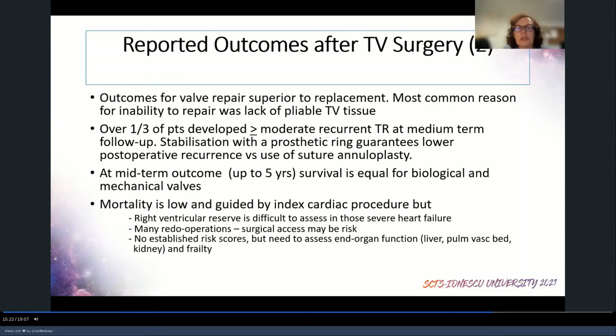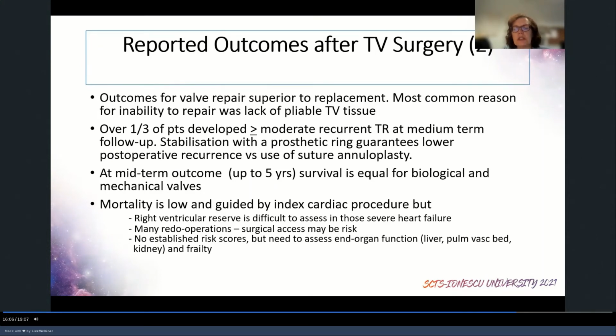On the whole, the mortality associated with tricuspid valve surgery is low and is especially guided by the index procedure. However, if there is severe right ventricular failure, then getting a handle on the right ventricular reserve is important but very difficult. In a lot of the concomitant tricuspid valve operations, this involved redo surgery, and this may carry a risk, particularly for access. And not just looking at the valve, but at the whole patient, there are no established risk scores to look at the comorbidity.